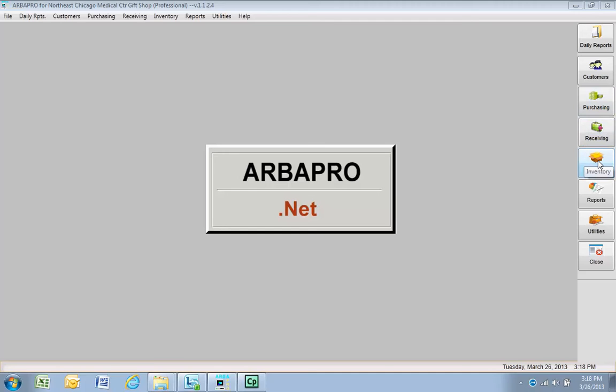Inventory itself, the heart of the system, the area that allows for global changes, placing items on sale across the board, doing global deletions, items that you no longer want to keep in your inventory file are all in the inventory area here. Management reports that relate to inventory valuation and historical information on all of the items that are in your inventory file. Utilities is kind of a housekeeping area.